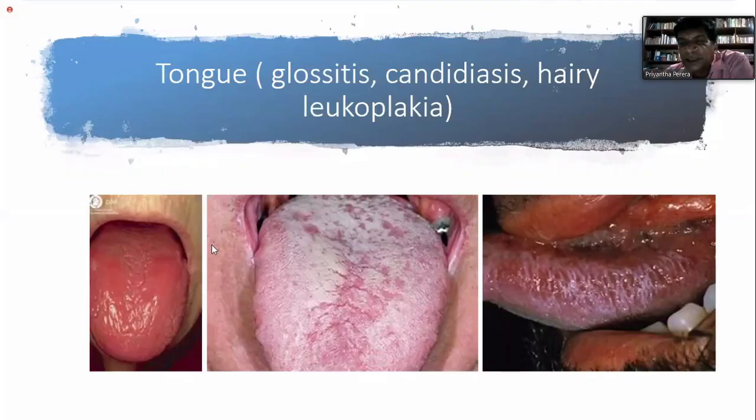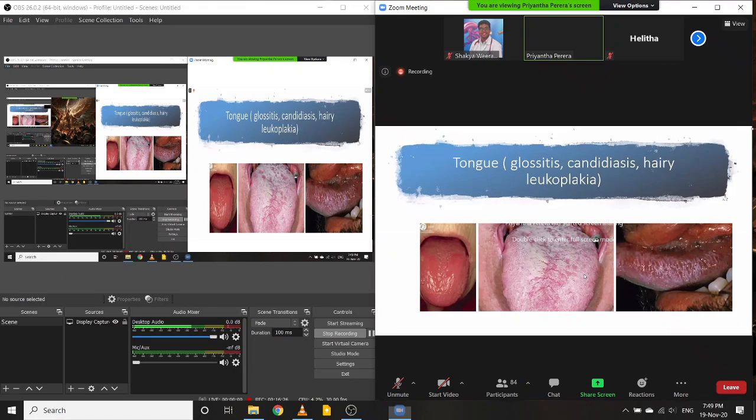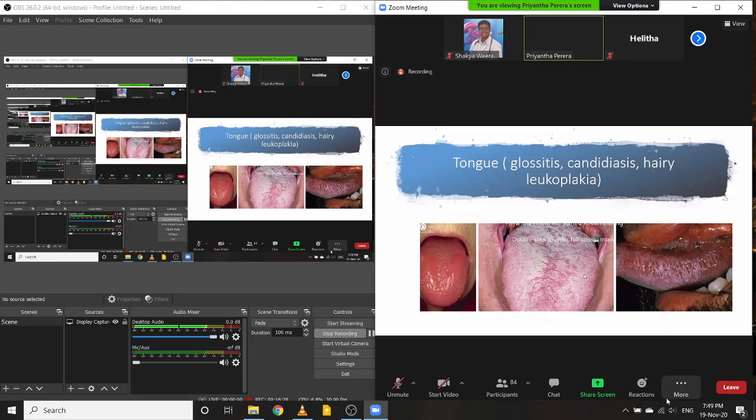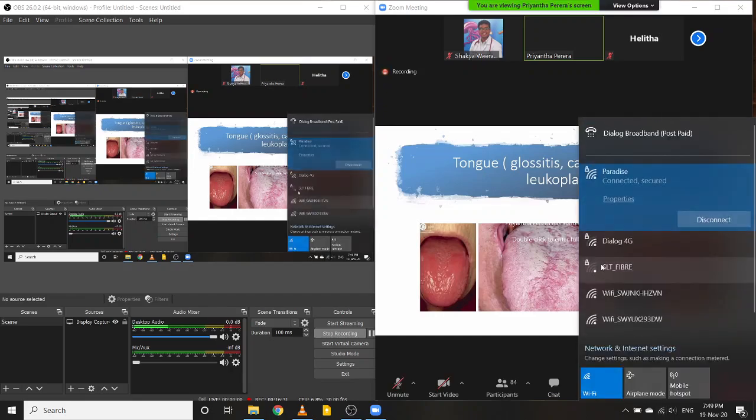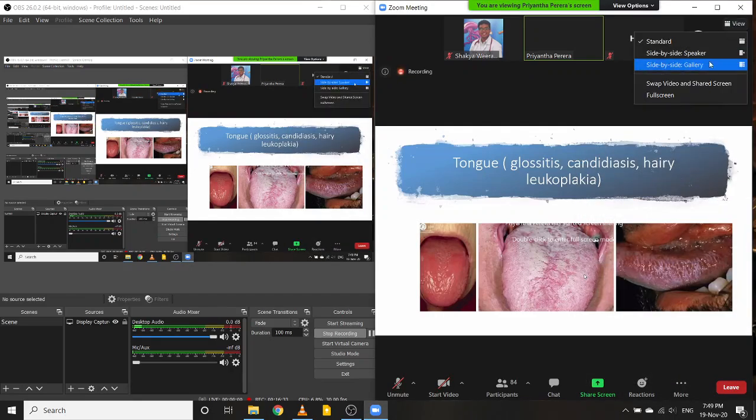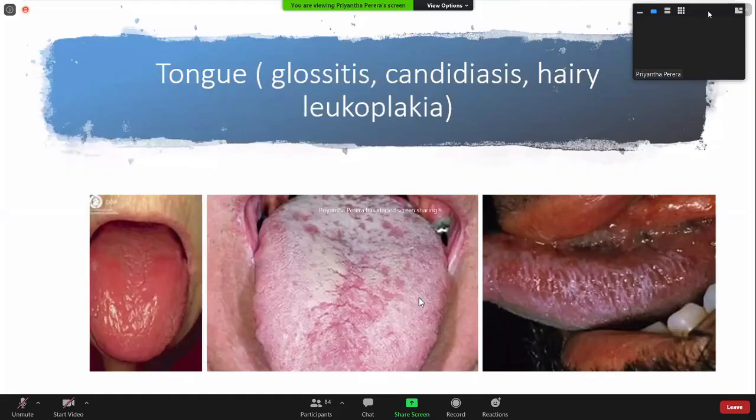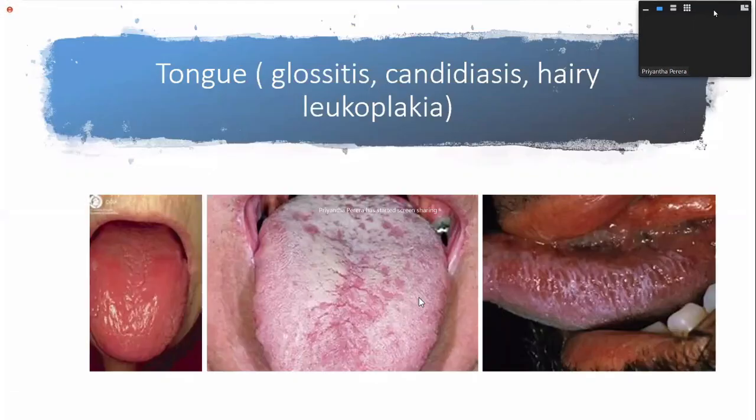Very useful physical signs. So it is important to examine the tongue during your general examination. The patient puts the tongue out, and you examine the tongue under good light to see this physical sign.